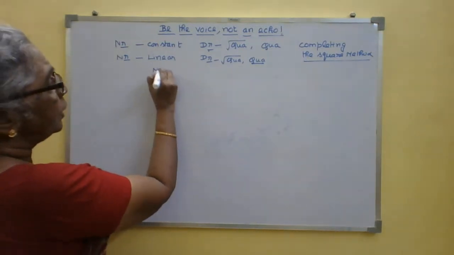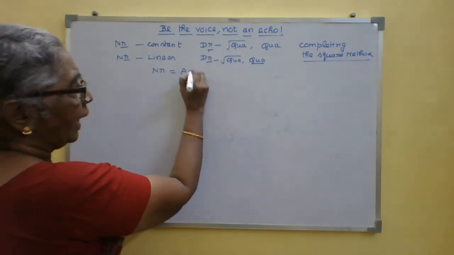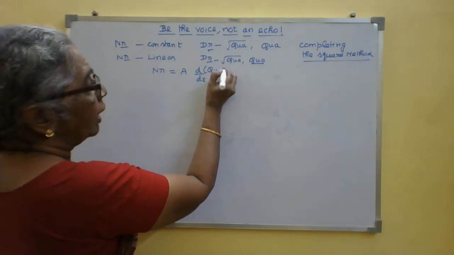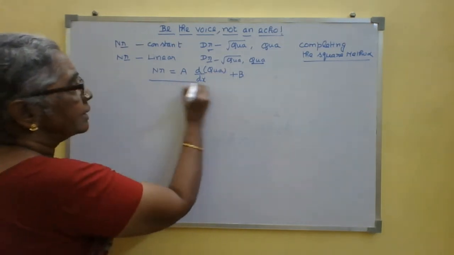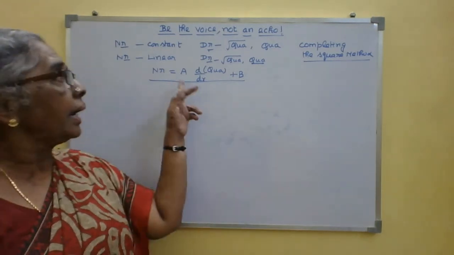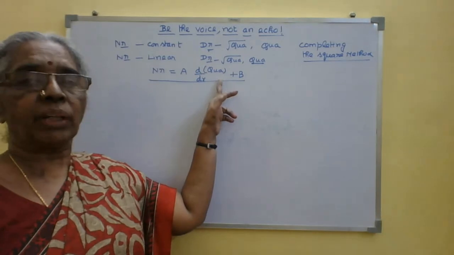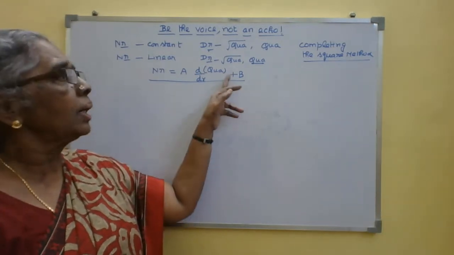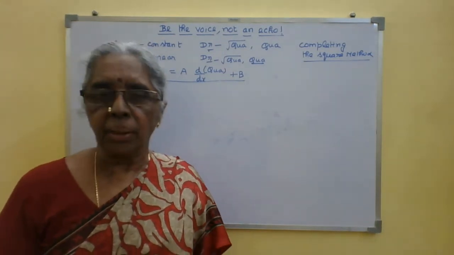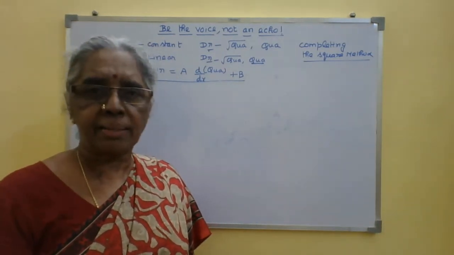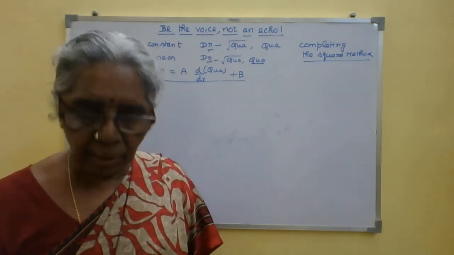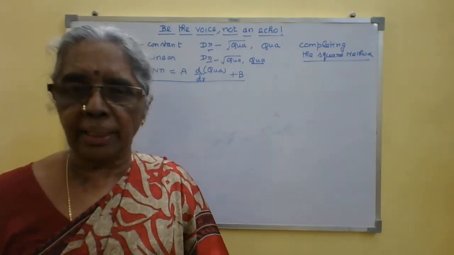You will be writing the numerator as some a into d by dx, that is the differentiation of the quadratic, plus b. This is the concept you are going to use. The numerator you will express as a into the derivative of that quadratic plus some b. You will evaluate the values of a and b by equating the coefficient of x and the constant term, and then proceed with the integration. This is what you are going to learn today in this video.